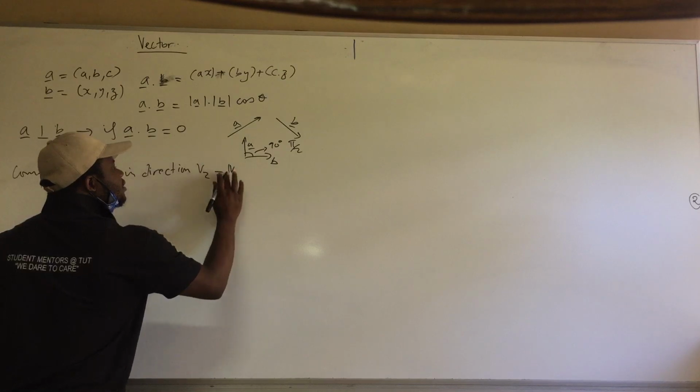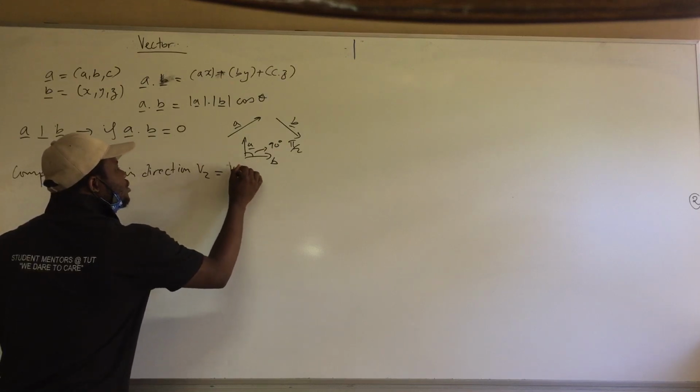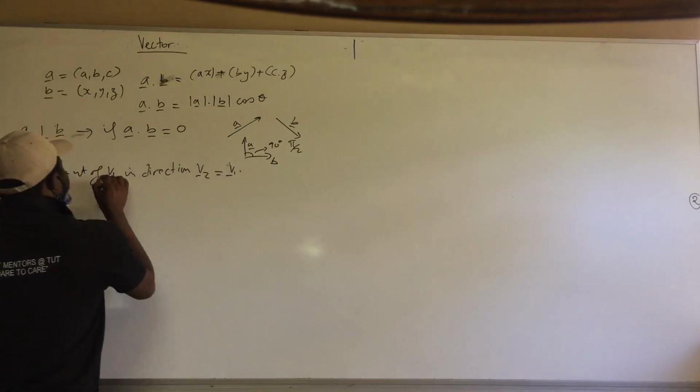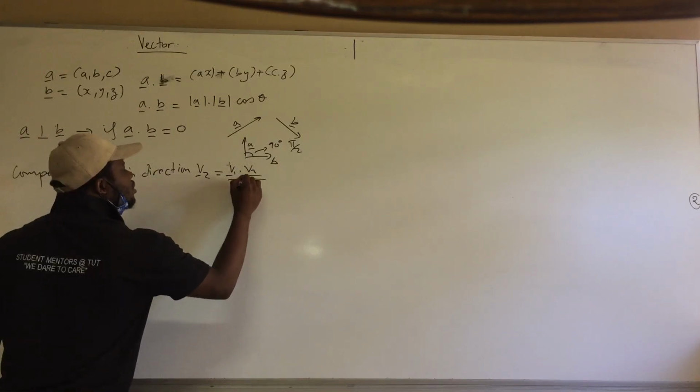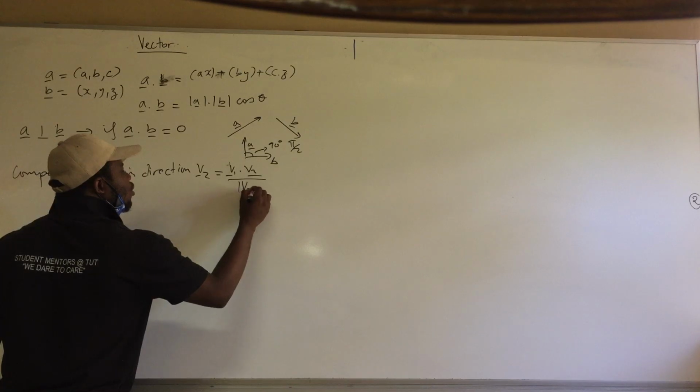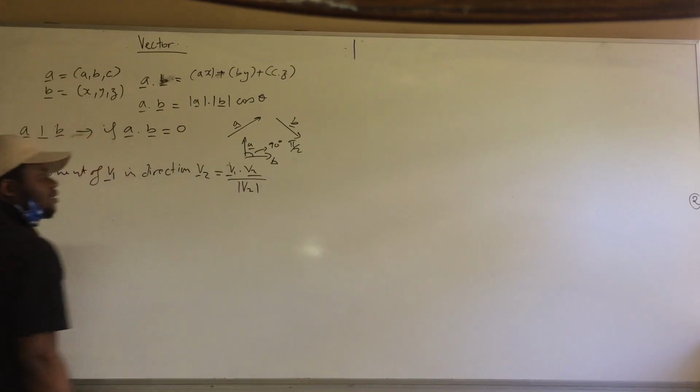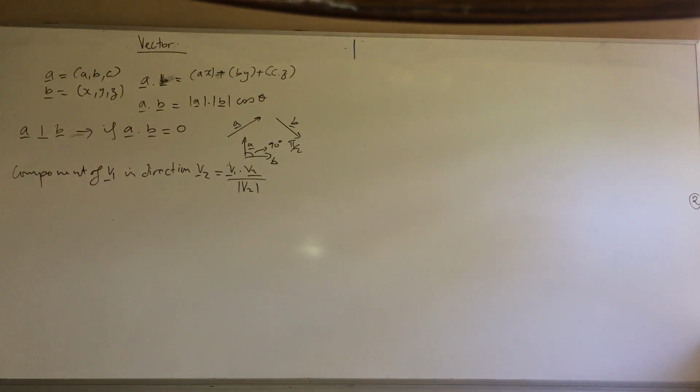V1 dot V2 divided by the modulus, or the magnitude, of V2. So there is a question in your book, Exercise 3, Activity 10.